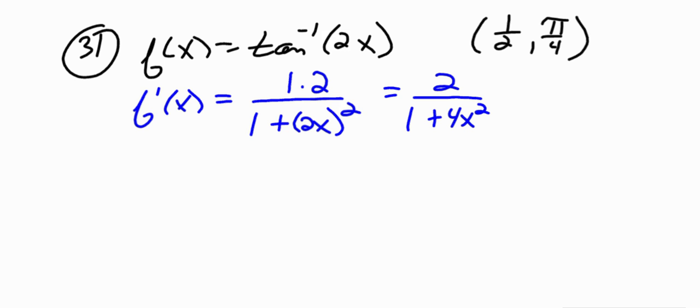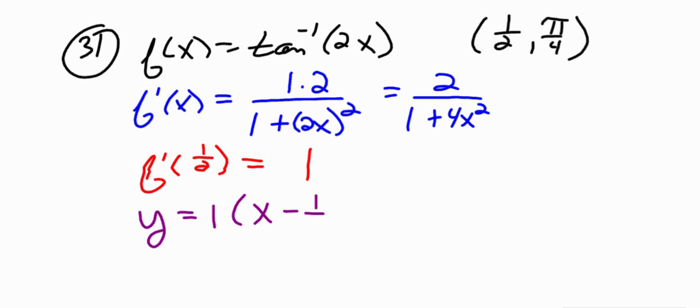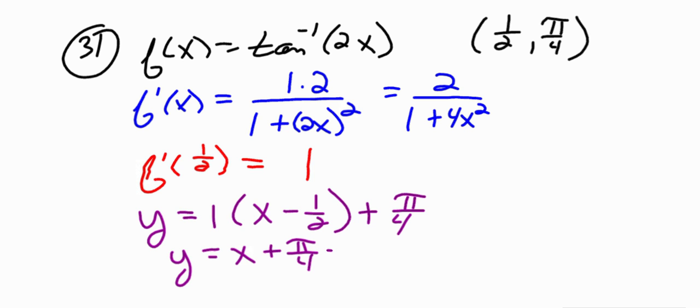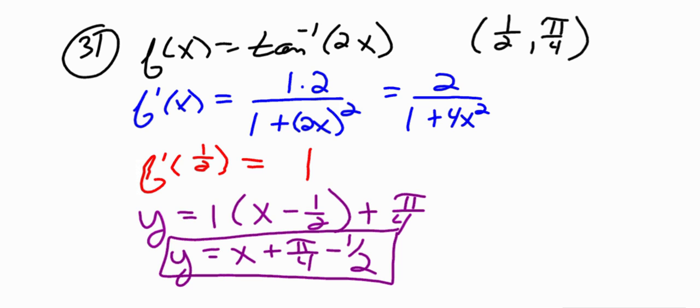I'm going to plug in my x value to evaluate this, which would be 1/2. And when I plug in 1/2, I see that I get a slope value of 1. To find the tangent line of this, remember we're going to use the slope and use our points in the point slope formula. Oops, that's pi over 4. And if you notice, trying to keep things exact, I really can't simplify this one by combining my pi over 4 and negative 1/2. So I'm going to leave this as the equation of my tangent line.